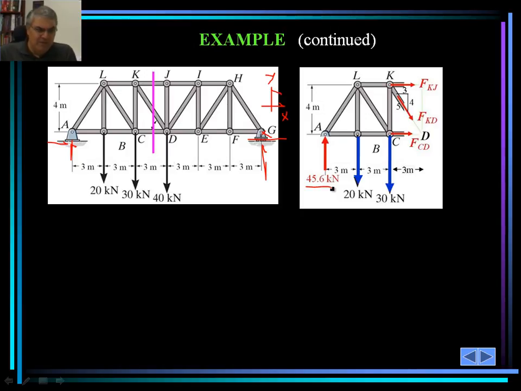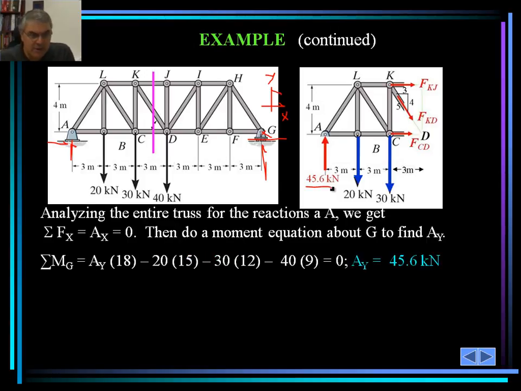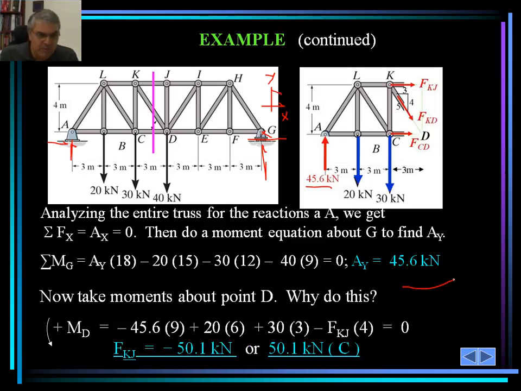So after doing the calculation for the reaction of the support at A, that turned out to be 45.6 kilonewton, as it is shown down here, and I just explained that to you. A sub y would be 45.6 kilonewton for this problem. Then we would take the moment about a point D.